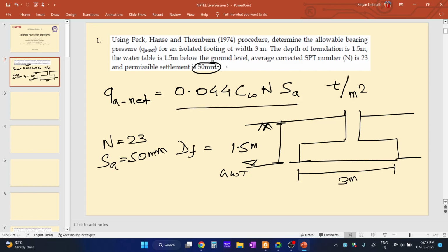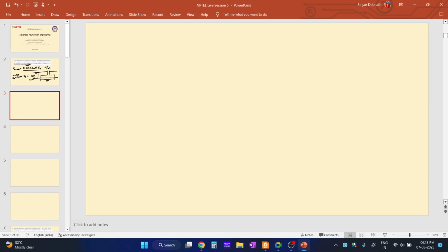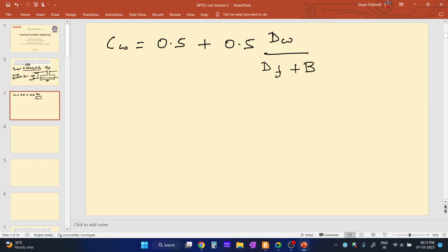So we have the formula here. This is an empirical equation given by Peck, Hansen and Thornburn. So 0.044 Cw N into Sa. Cw is the water table correction. We need to find that out. So what is the water table correction Cw for Peck, Hansen and Thornburn? The correction for the water table is the equation 0.5 plus 0.5 into Dw, which is the depth of the water table, divided by Df plus B. This is the water table correction.